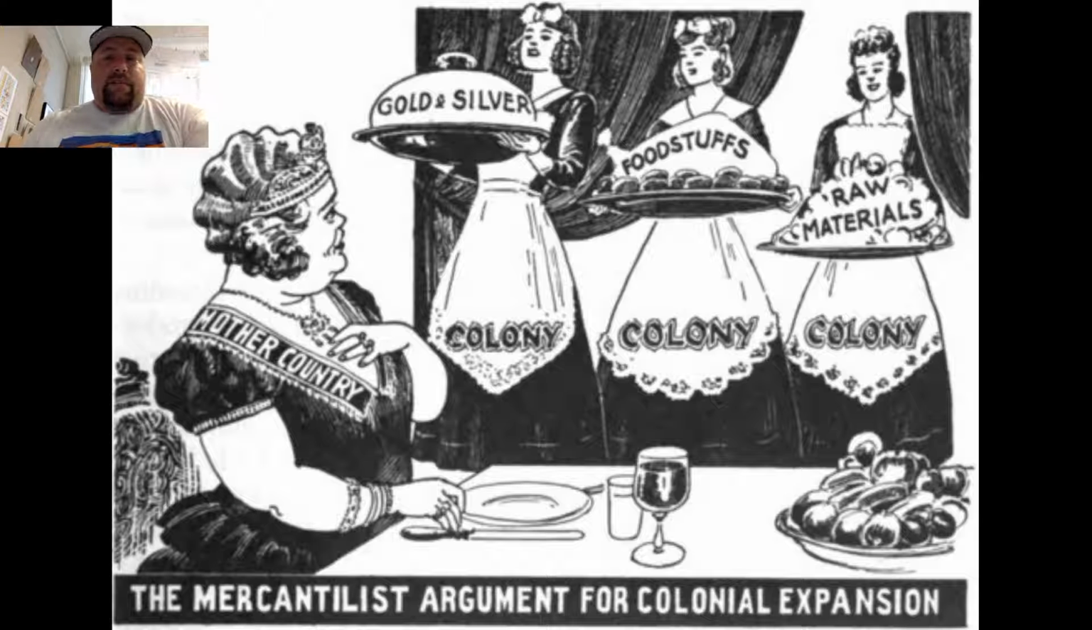Several countries in Europe competed for overseas territory that could produce wealth. They wanted to acquire colonies in the Americas that could provide valuable resources such as gold and silver or raw materials. The colonies also would serve as a place to sell their European products.